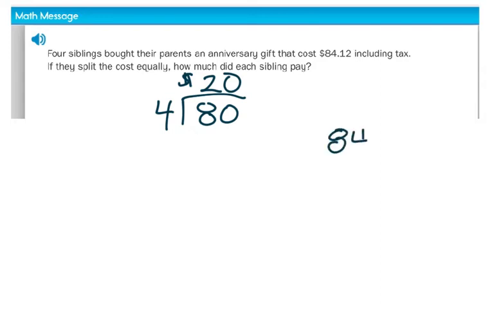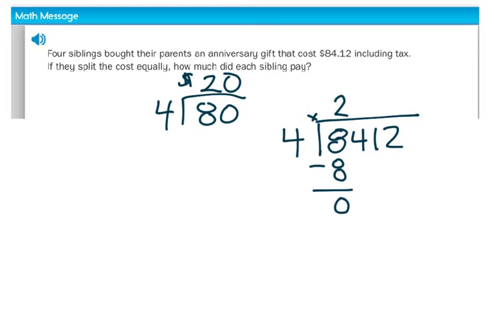So I'm going to go ahead and just divide without the decimal to begin with. And I'm going to say 4 goes into 8 twice, right? Multiply. Bring down your 4. How many 4s are in 4? There's 1, and 4 times 1 is 4. Bring down your 1. How many 4s are there in 1? 0. Don't forget to do that step.